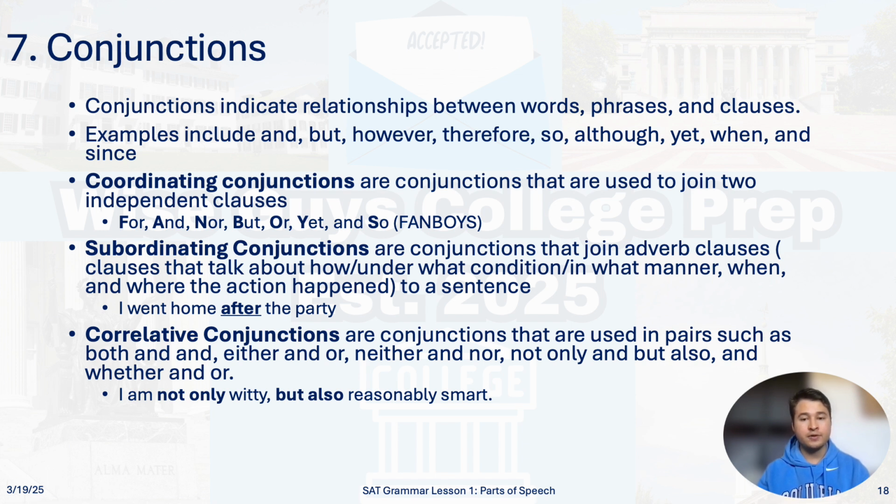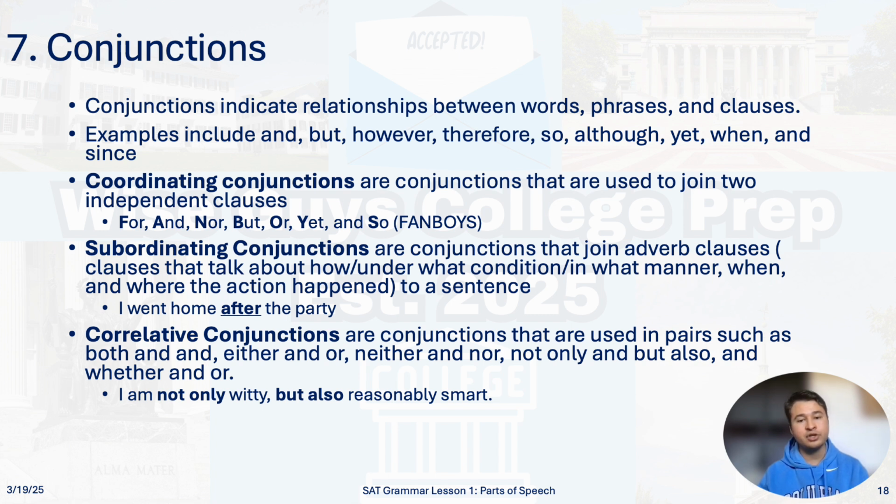Subordinating conjunctions are conjunctions that join adverb clauses to a sentence, okay? So an adverb clause is a clause that talks about when, under what condition, in what manner, when, and where the action happened. I went home after the party, okay? Here's a great example of a subordinating conjunction and a sentence with an adverb clause.